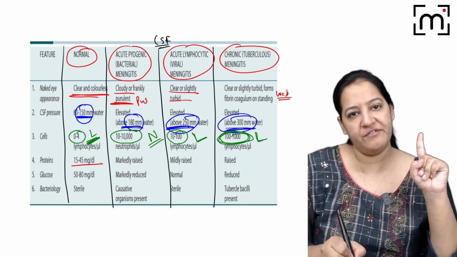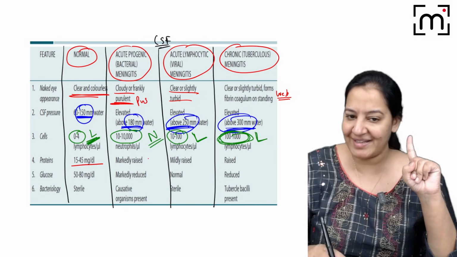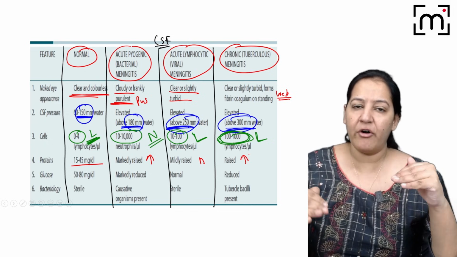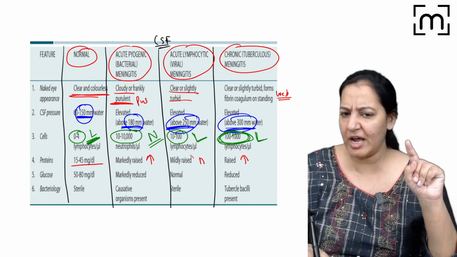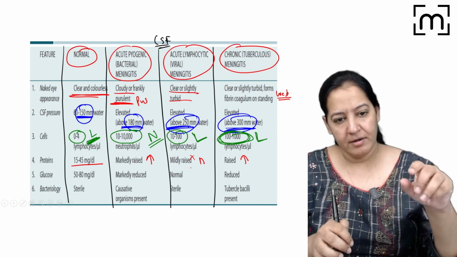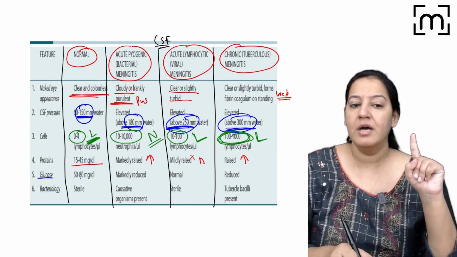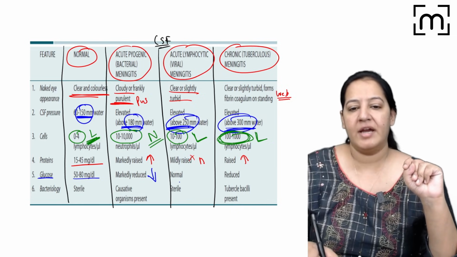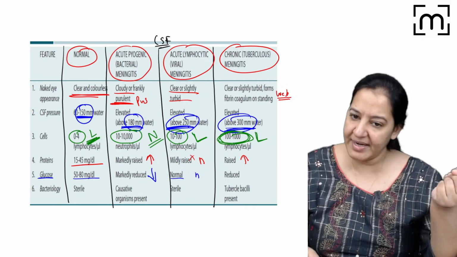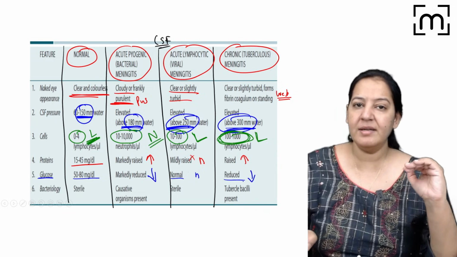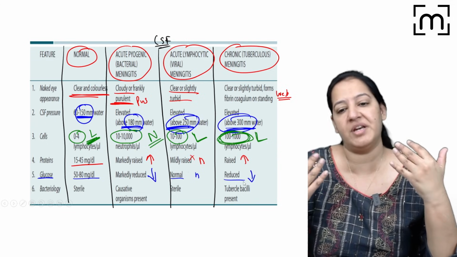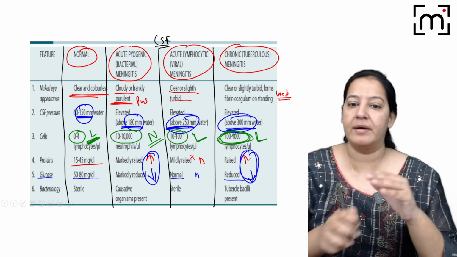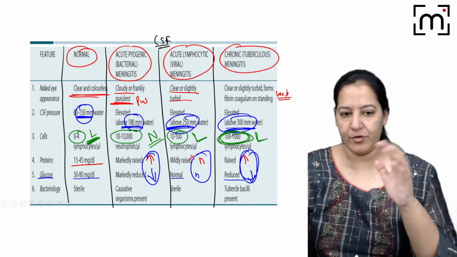What about the protein? Normal protein content is 15 to 45 milligram per deciliter. In bacterial it's raised. In viral it's normal. In chronic again it's raised. The reason for the raise of protein is the cell wall. Viruses don't have a cell wall. That's why there is no raise. Now the next is the glucose content. Normally it is 50 to 80 milligram per deciliter. In the bacterial one it is drastically reduced. In the viral one it's normal. And in the chronic one again it is reduced. The reason is that the organism is consuming glucose as a nutrition, yes or no. So you can see the glucose and protein findings are the same in the bacterial one and chronic one, but both of them are normal in the viral one. So you have to compare all the findings.